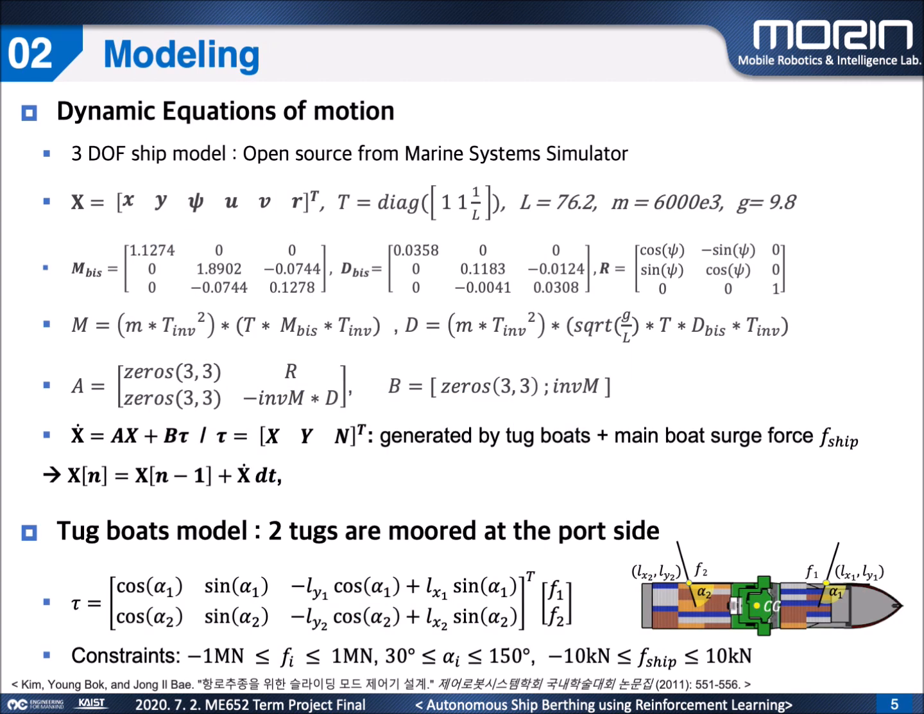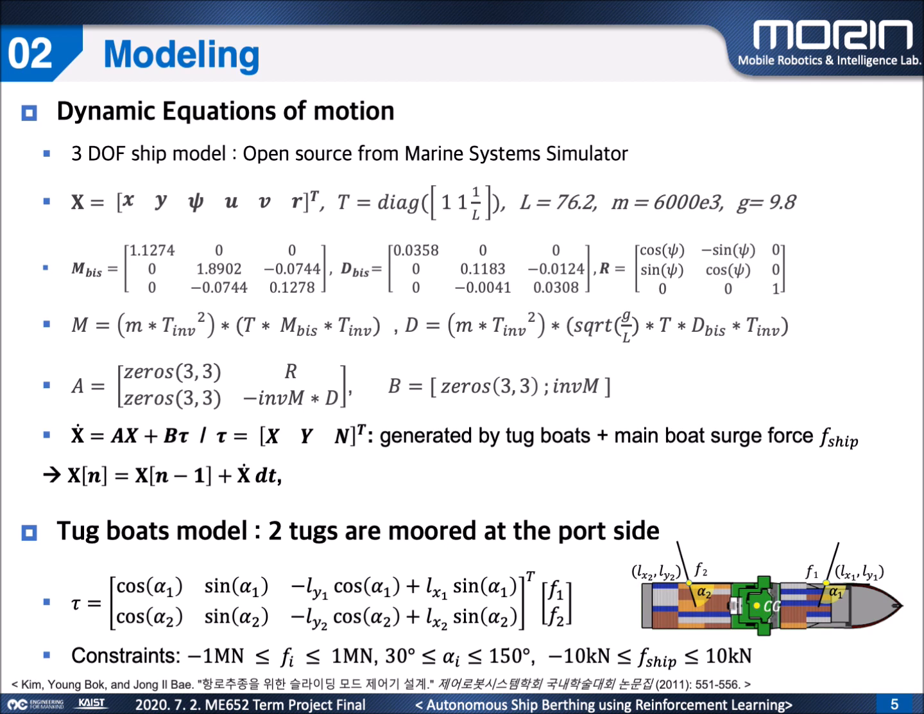First, let me explain how we built our simulation environment. We have to model a ship to berth and tugboats. We adopted a 3 degree of freedom dynamics model. We set the state variables to be x, y, yaw, and surge, sway, yaw rate. Input to the system, tau, has X, Y, N, which are forces in the x and y directions and torque about the z-axis respectively. They are generated by tugboats and the main ship's surge force.